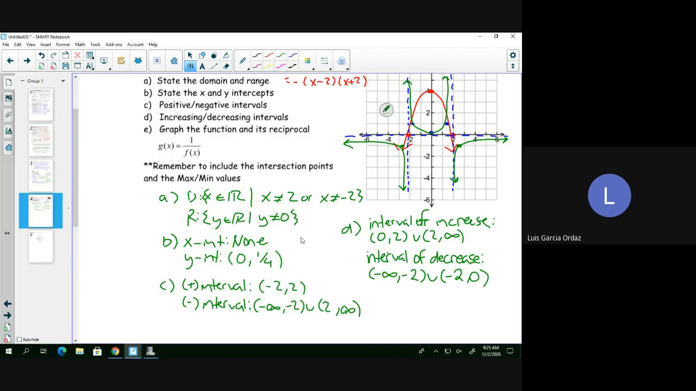Okay. So we have one more example. We're going to take a parent function f of x, and we are going to transform it into its reciprocal, given the stuff that we learned.